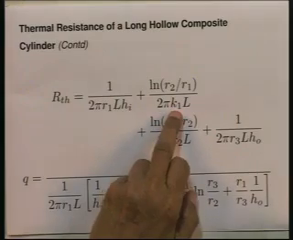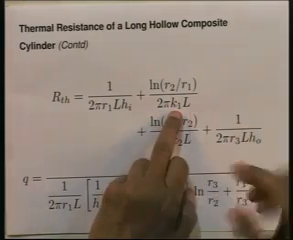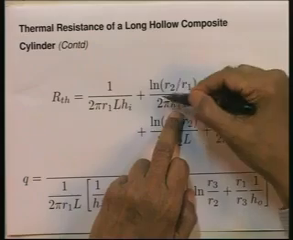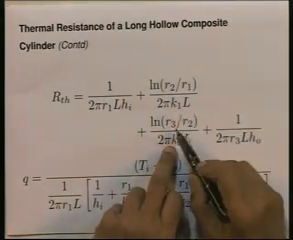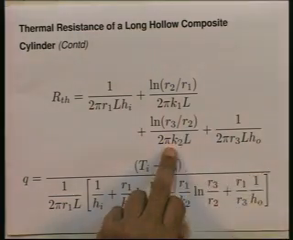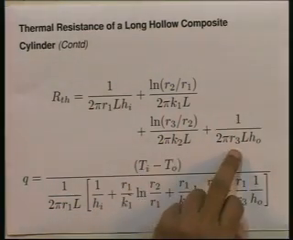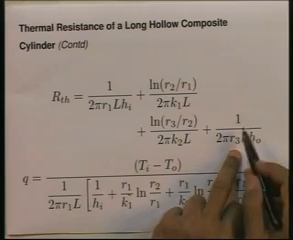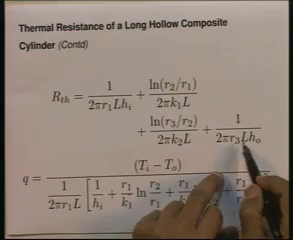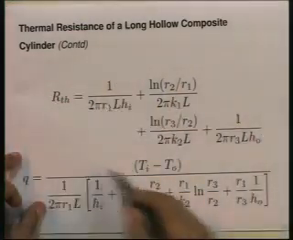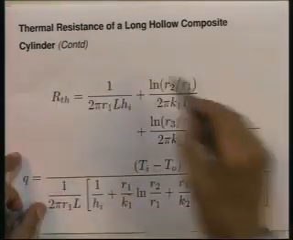Second, thermal resistance of the first inner cylinder, log to the base e R2 by R1 divided by 2 pi K1 L. Second cylinder, log to the base e R3 by R2, 2 pi K2 L. And finally, the thermal resistance on the outermost face, 1 upon h_o into 2 pi R3 L. That is the total thermal resistance of the composite cylinder.